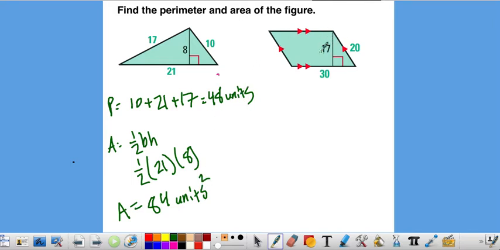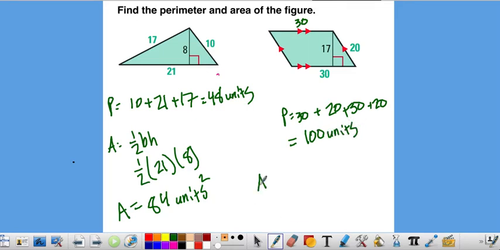For this parallelogram, the perimeter is 30 plus 20 plus, since this is a parallelogram, we know this has to be 30, and that's got to be 20. I think that's 100 units.